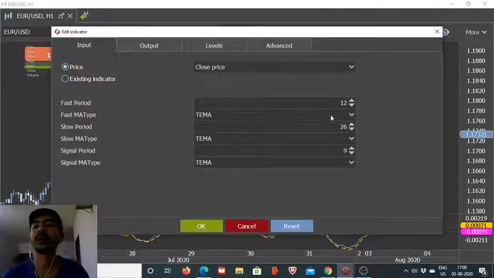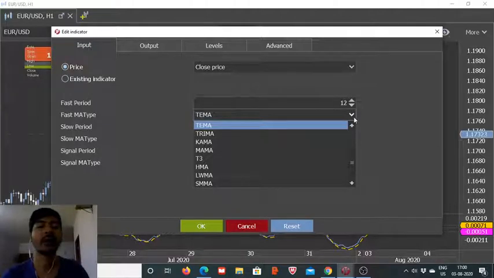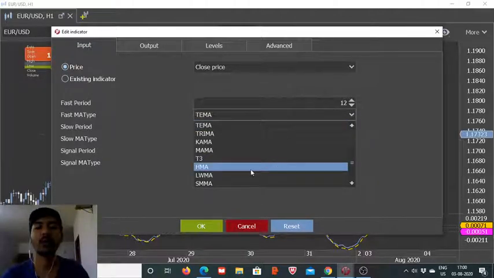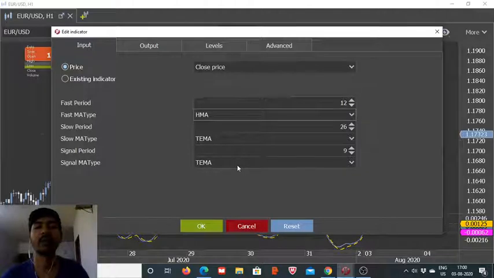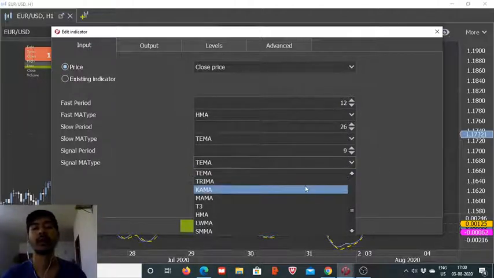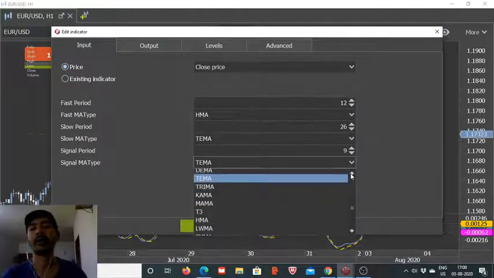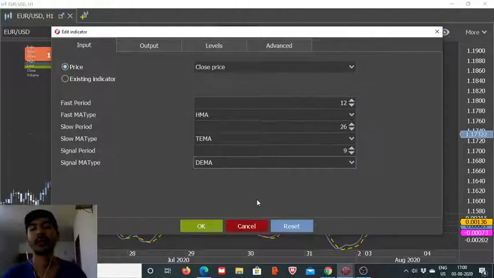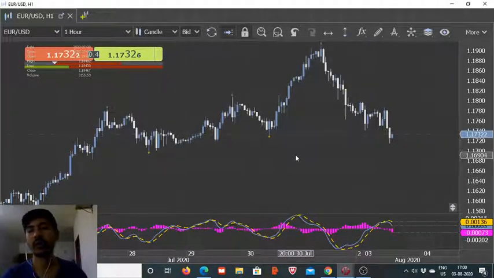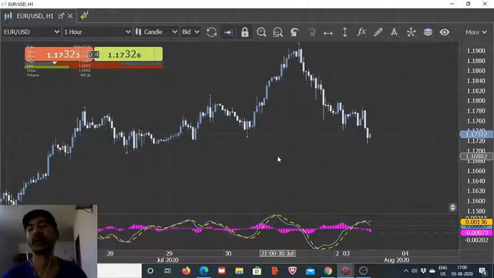So again, let us try with another moving average type. Let us go for HMA this time around. We change, and you can even do a combination, like one you keep HMA, another you use TMA, and the third one, for example, you can use simply DMA, and in each scenario you will have these distinct indicator signals forming on the chart.